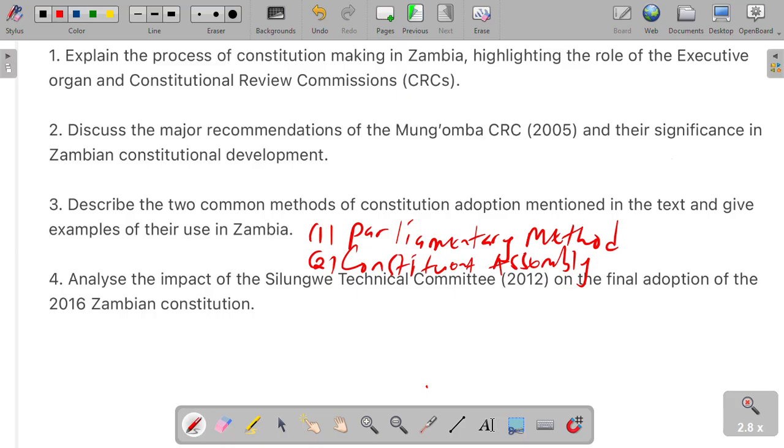All right, and you can provide examples related to Zambia, and you're going to have good marks here. So first method, parliamentary method, a draft is debated on and approved by the parliament, used in 3 CRCs. And then the Constituent Assembly, a special assembly, adopts the constitution recommended by Mungombe. So here you can get even a 19 if you explain very well and give examples.